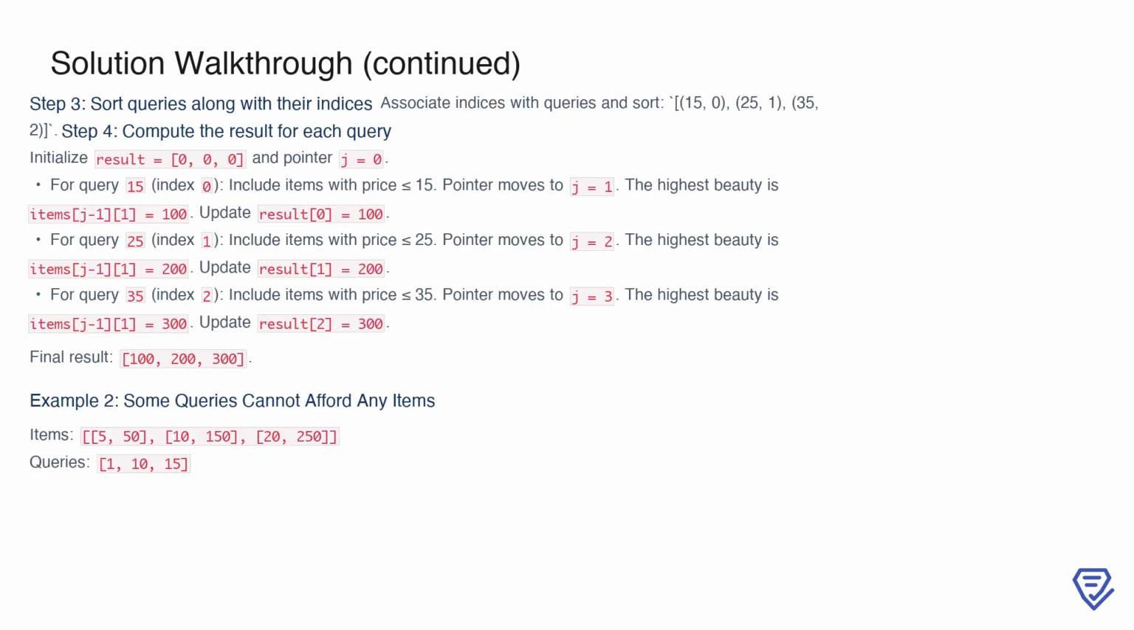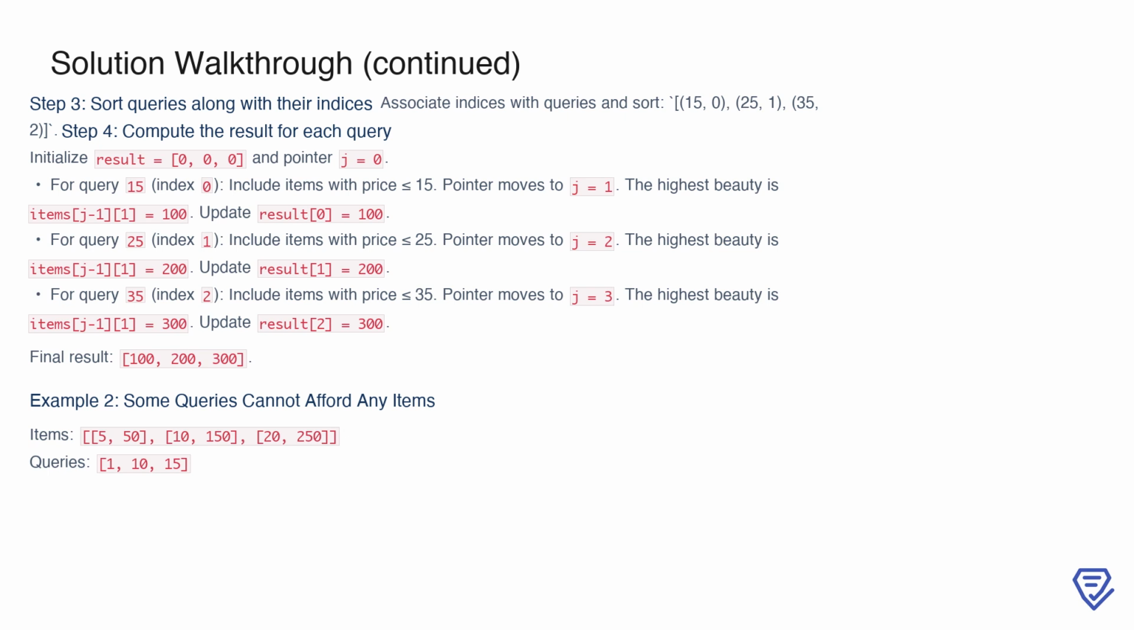Now, we move on to sorting the queries along with their indices to maintain their original order later. The queries 15, 25, 35 are paired with their indices to form 15, 0, 25, 1, 35, 2, which are already sorted by price. To compute the results, we initialize an array result equals 0, 0, 0, and a pointer j equals 0 to traverse the items.